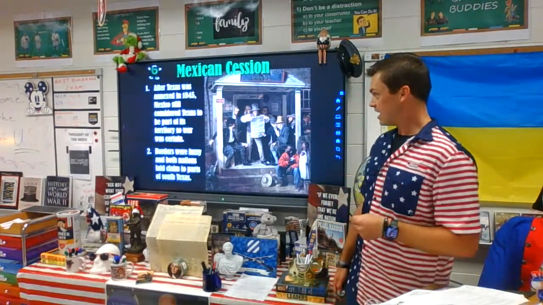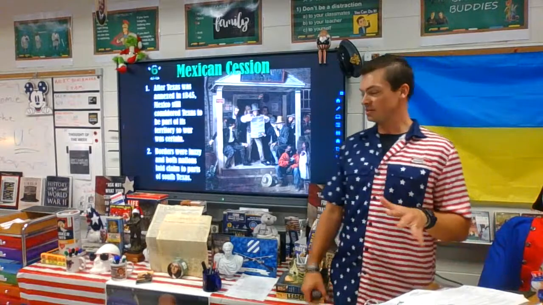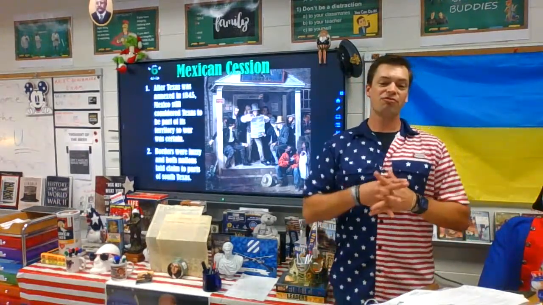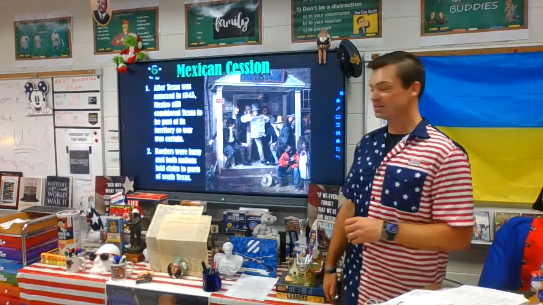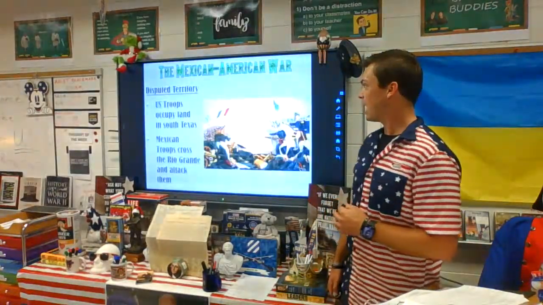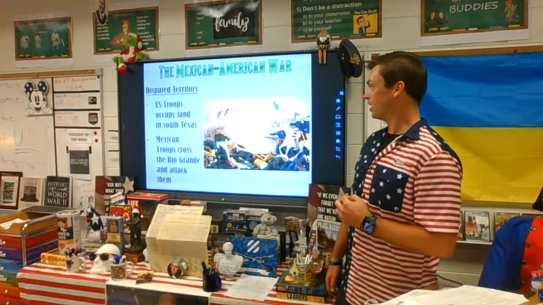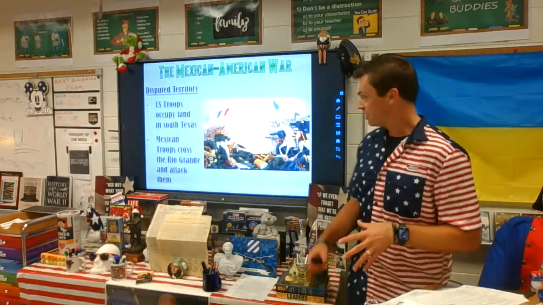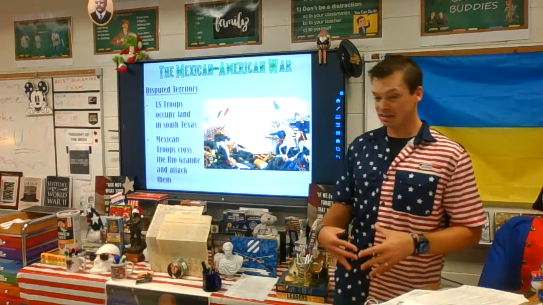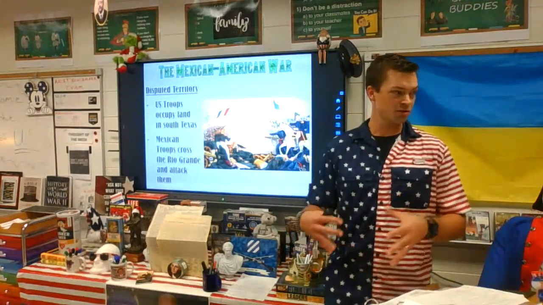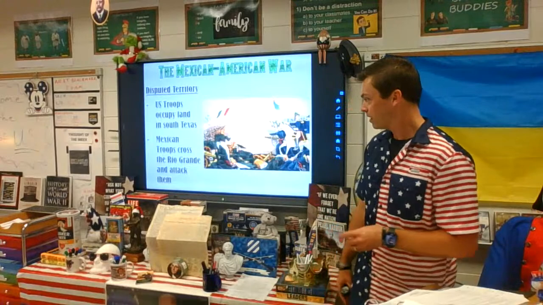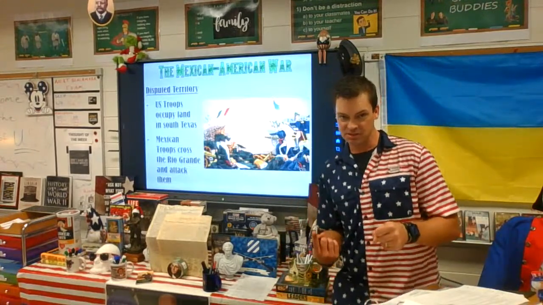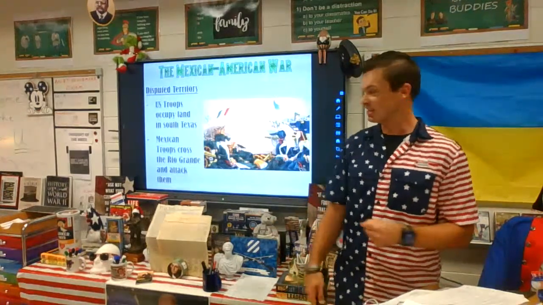After Texas was annexed, there were still a lot of boundary and border issues. The borders were so fuzzy that, when borders are fuzzy, we're bound to have conflict, and that's exactly what happens. This is called the Mexican-American War. So the disputed territory in Texas: U.S. troops occupy land in South Texas, which is north of the Rio Grande River, the present-day border. The Mexican troops cross the Rio Grande, coming from the south to the north into present-day Texas.